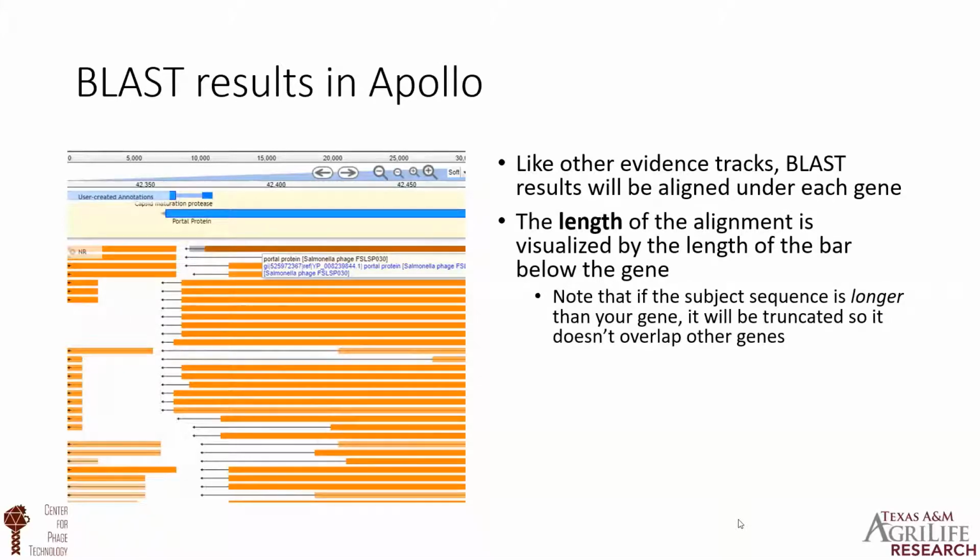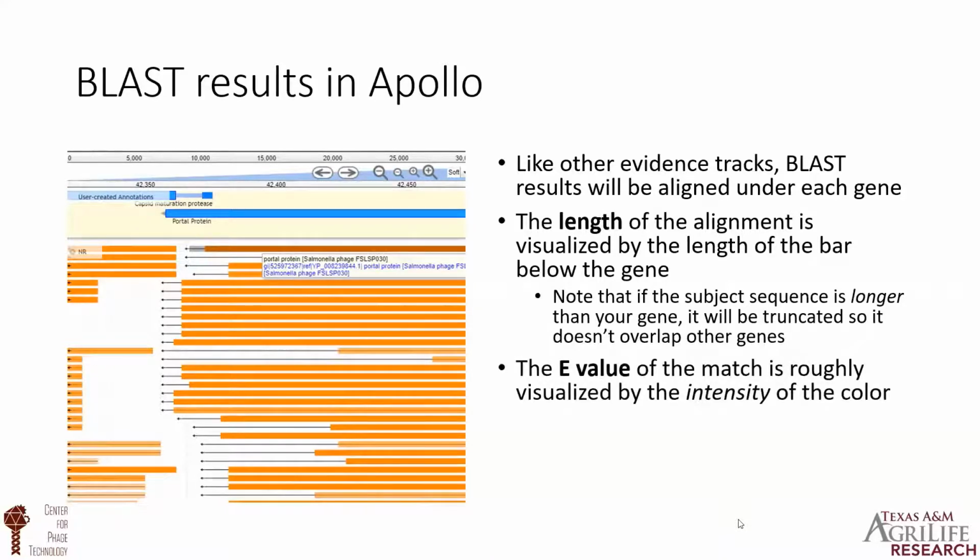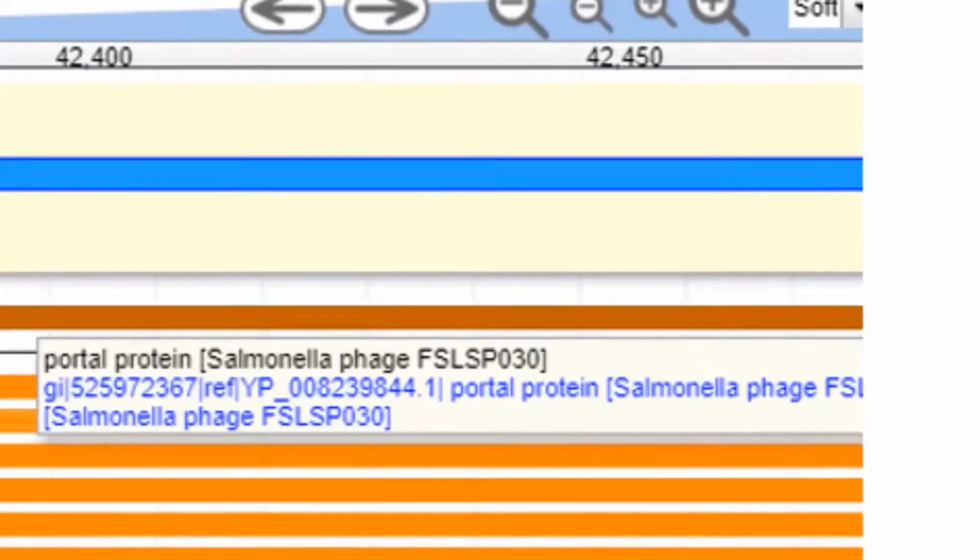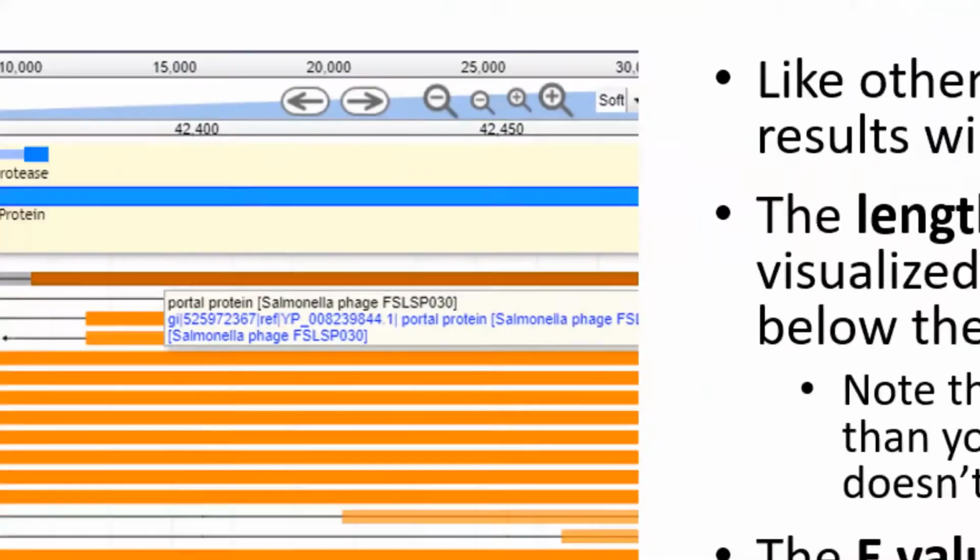If the subject sequences are longer than your gene, they will be truncated so they don't overlap with other genes and distort the display. However, if the alignment is shorter, they'll be truncated appropriately. The E-value of your match is roughly visualized by the intensity of the color in the bar underneath. If you mouse over a bar, that will preview the match as shown here, showing a BLAST hit to a protein identified as a portal protein found in a Salmonella phage.